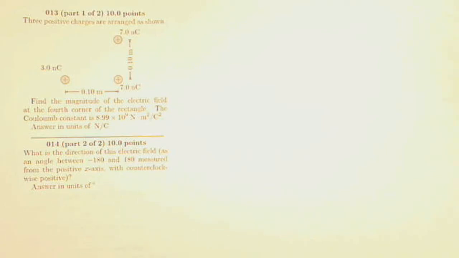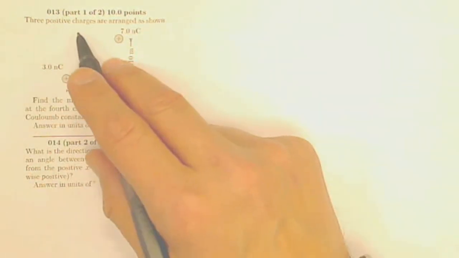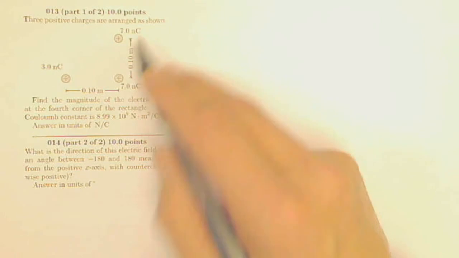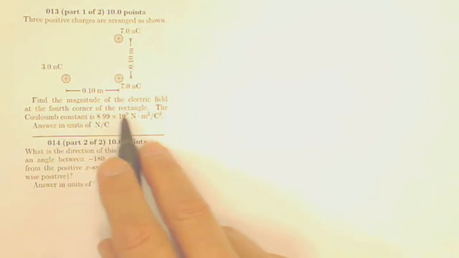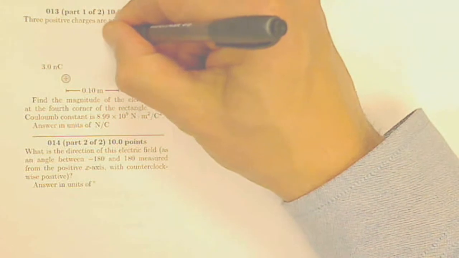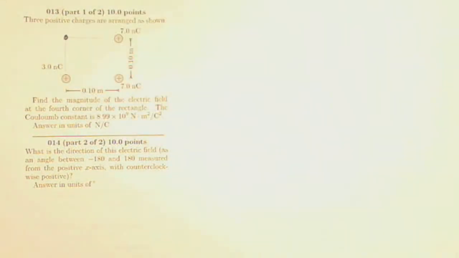This is AP Physics, Homework 9.2, questions number 13 and 14. Number 13 says, three positive charges are arranged as shown. I've got distances in meters, and the charges in nanocoulombs. It says, find the magnitude of the electric field at the fourth corner of the rectangle. The Coulomb constant is given. If I complete this rectangle, then I've got this point up here where I'm trying to find the electric field.